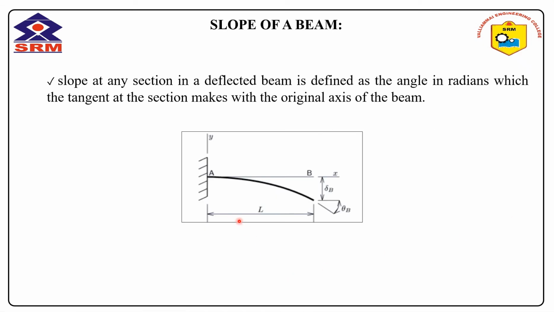Slope. Slope at any section in a deflected beam is defined as the angle in radians which the tangent at the section makes with the original axis of the beam. That is, the slope at the deflection is the angle between the initial position and the deflected position. This is the slope. Theta b is slope, delta b is the deflection.